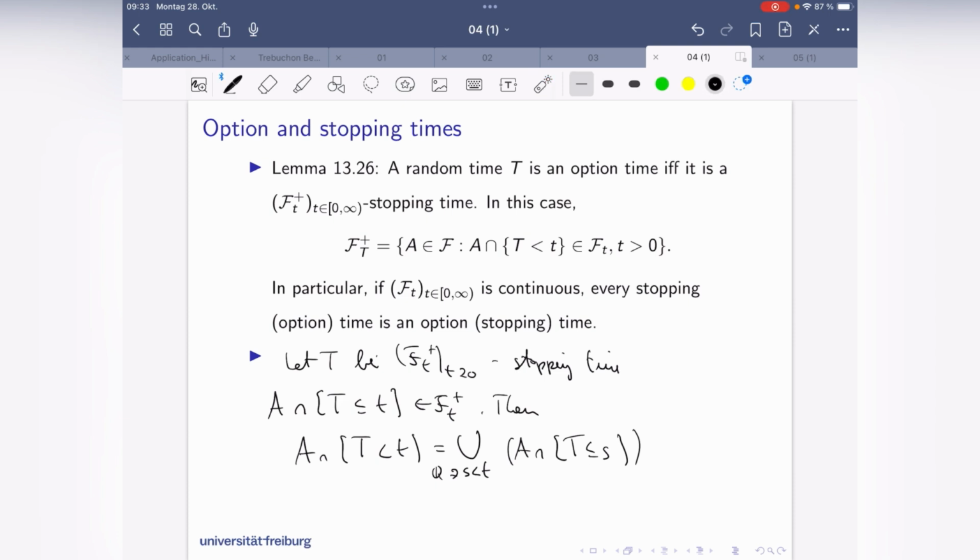So that's a countable union. And all these things here are in Ft, because F is a filtration, so this event here is in Fs, but s is less than t, and Fs is a subset of Ft, so we have this thing here. And now, for example, if we take A to be the whole set, we have shown that T less than small t is in Ft, which means the Ft plus stopping time is also an Ft optional time. And the other claim is, well, that's this thing here. So we've just shown this.